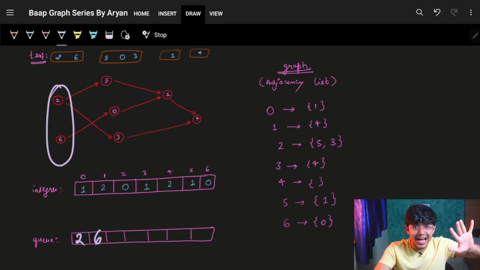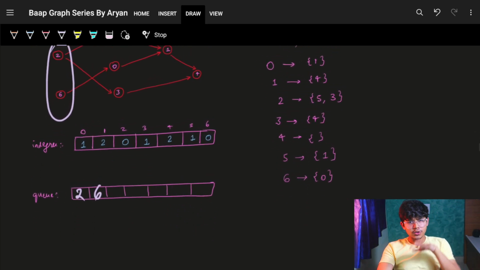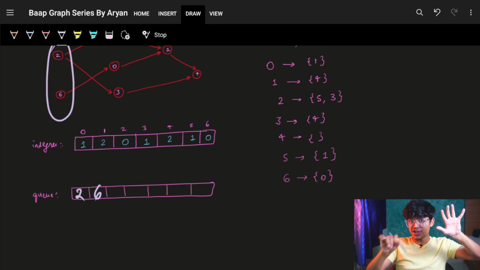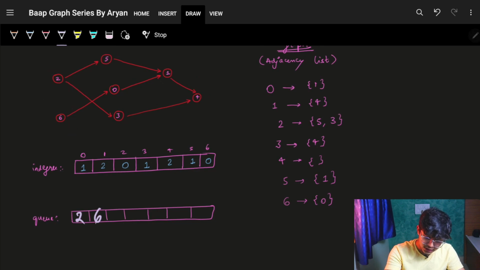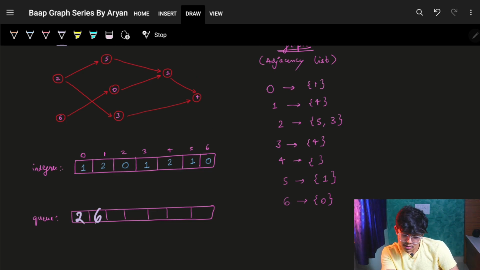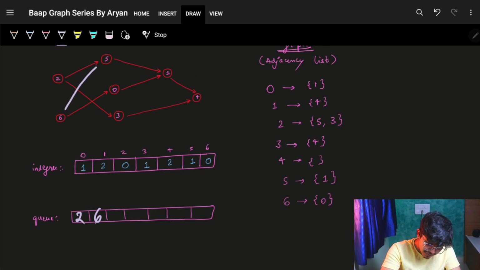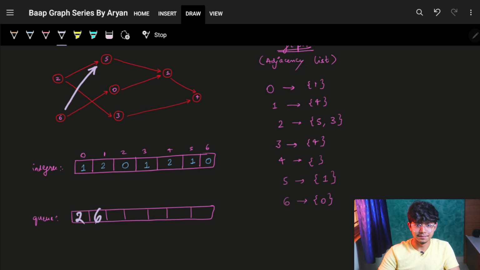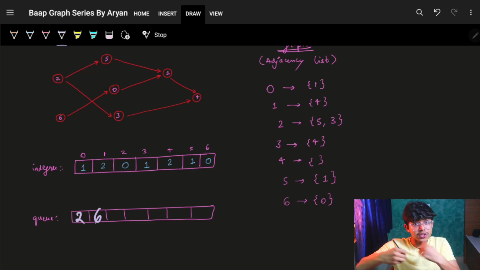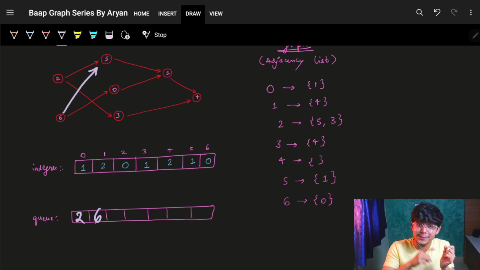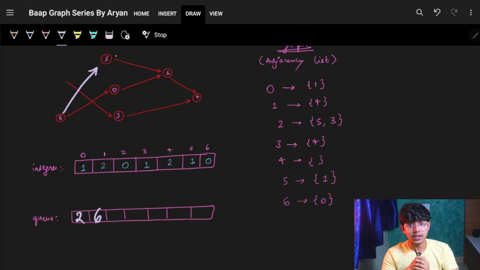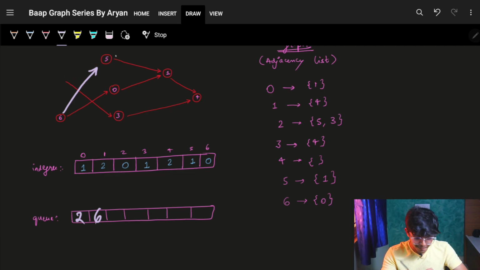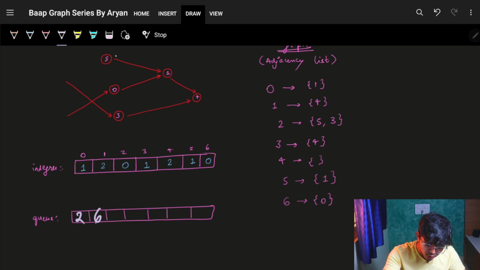Now, when 2 and 6 are gone, what happens in a BFS? You just push in the node, then you push in its children. But can I blindly push in its children? If I just land at 2, can I push in a 5 directly? Maybe, maybe not. Why am I saying maybe not? If 6 points to 5, and 2 has been done, 2 is gone, can I push in 5 right now? No. For that, 6 also needs to go.